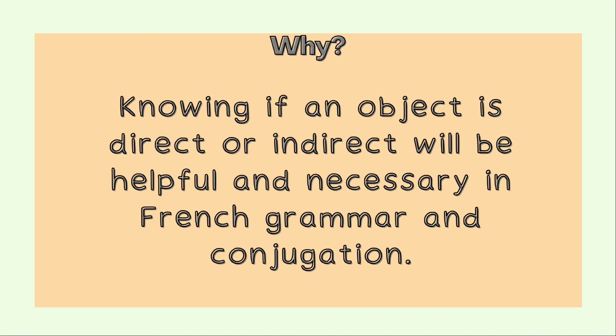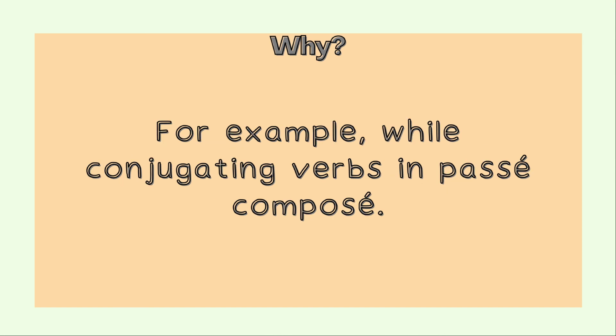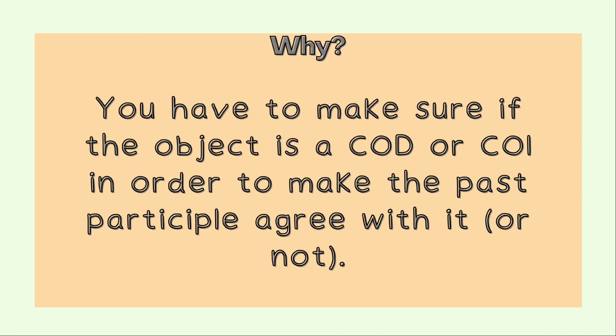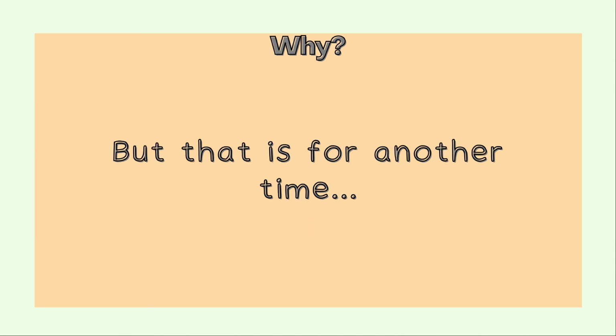Why is it important to know all of this? Well, knowing if an object is direct or indirect in the sentence will be helpful and necessary in French grammar and conjugation. For example, while conjugating verbs in passé composé, you have to make sure if the object is a COD or a COI, so a direct object or an indirect object, in order to make the past participle agree with it or not. But that is for another time.